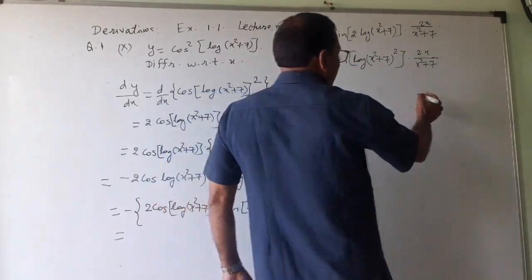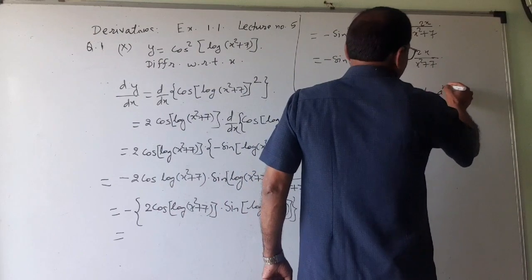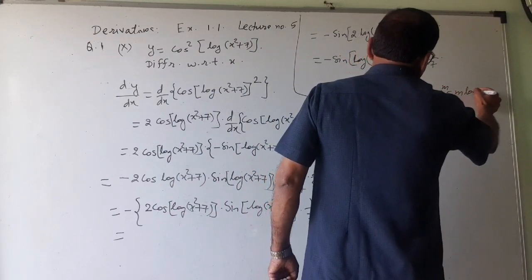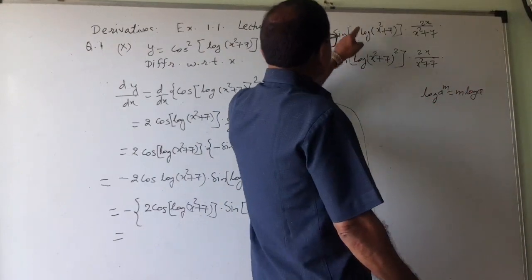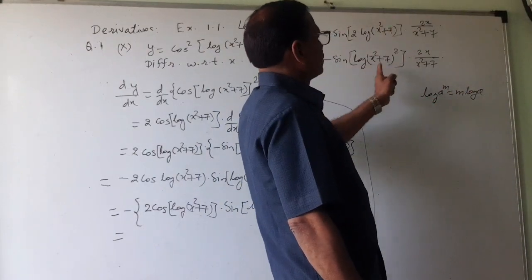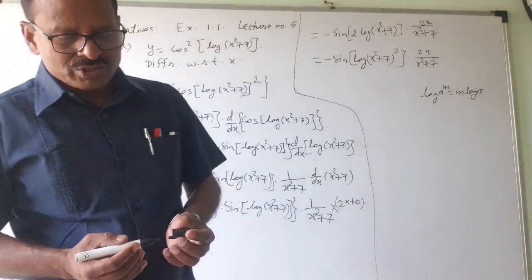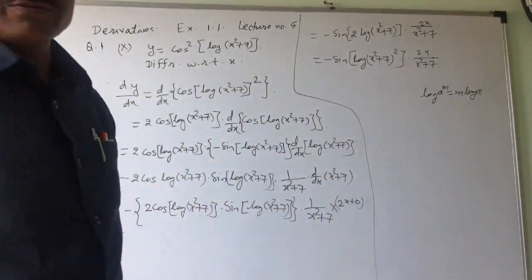Why has this come? Log of a raised to m is equal to m log a. If it is here, I can take it here. This 2 is here, I will take it here. So this way we will stop on this and see in the next video some other sum.